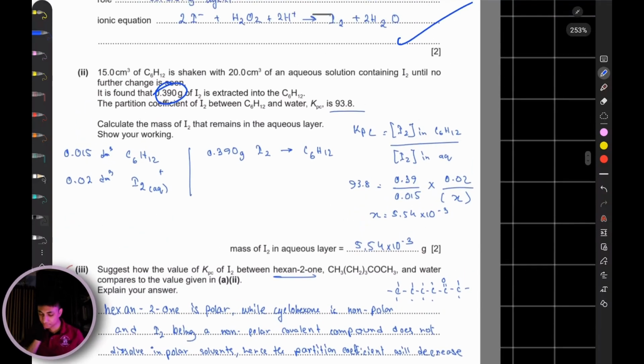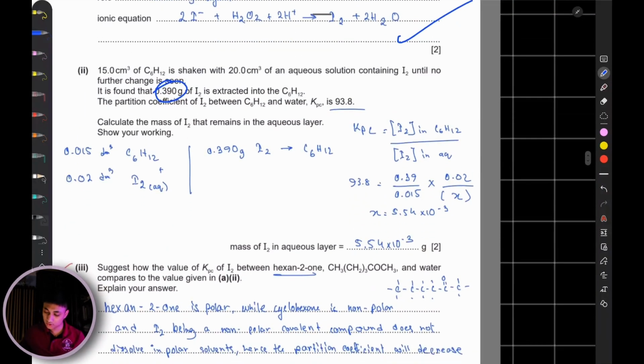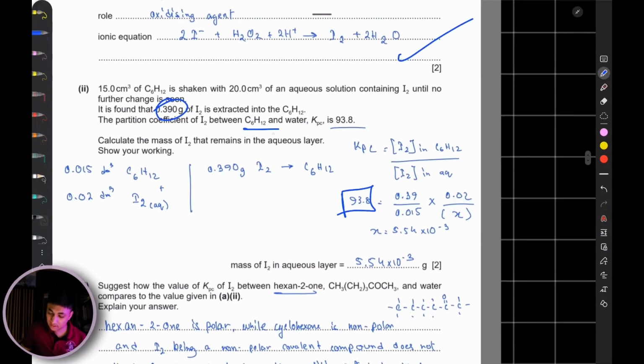How, you ask? So basically, you have the partition coefficient between cyclohexane on top and water in the denominator, because that is how they've given your question. Where is it? Yeah, between C6H12 and water. So whatever they mentioned first, put that in the numerator. So the concentration of I2 in C6H12 divided by the concentration of I2 in aqueous solution. That is water. So now find the concentration of I2 in C6H12.